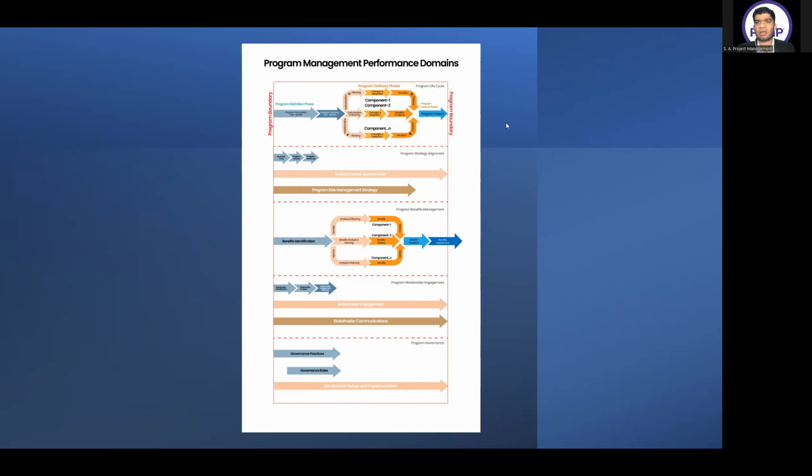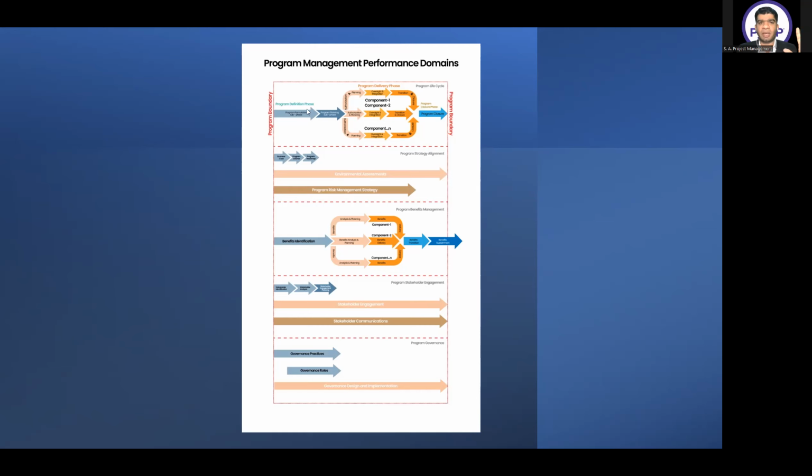Thank you. Clear to everyone? Because everybody is PMP here. If anybody wants to add in this concept or has any question, please ask. You can raise your hand and ask the question if anything is not clear under these five domains that we have explained: program lifecycle, program strategic alignment, program benefits management, program stakeholder engagement, and program governance.